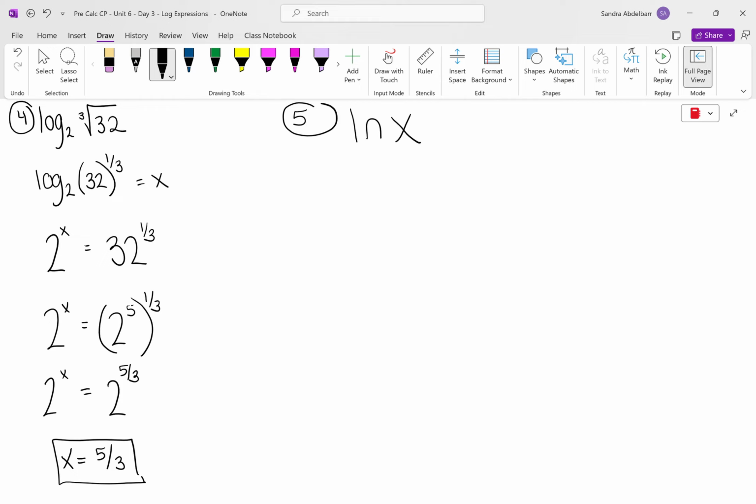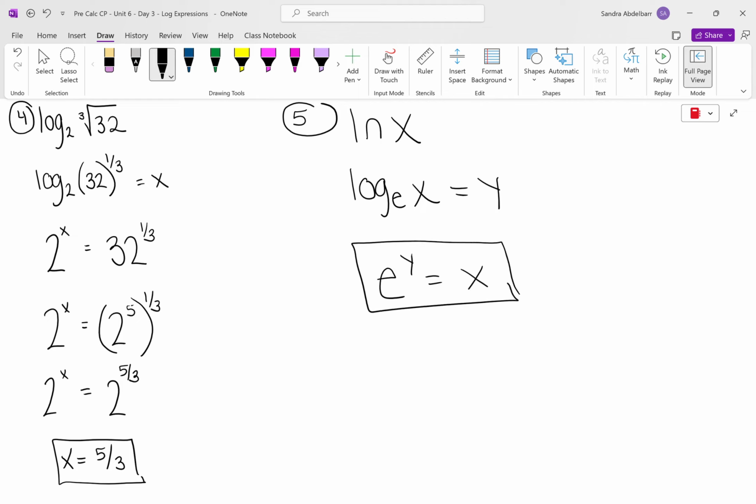So for this one, I can't solve it, but I can change it into exponential. If I'm going to change it into exponential, remember, the ln of x, the natural log of x, is reading as log base e of x. Now, I don't have anything on the other side. Am I allowed to put x on the other side? No. Could I put a different variable? Yeah, let's put y. So what is this going to be? E to the y is equal to x. I cannot solve this. All I can do is change this to exponential. There's just too many variables.